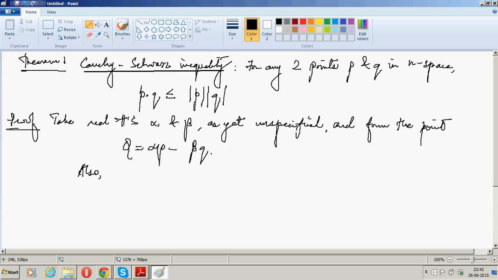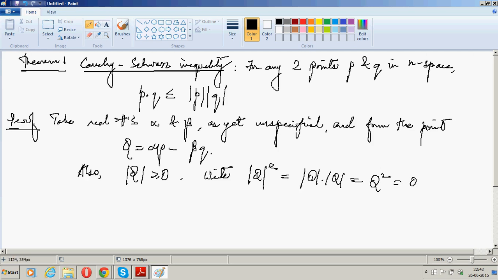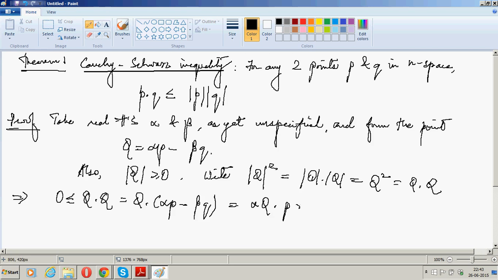Also, because of the property of the norm, mod of Q is greater than or equal to 0. Write mod of Q whole square equal to Q square equal to Q dot Q. So we have 0 is less than or equal to Q dot Q, equal to Q dot (alpha P minus beta Q), equal to alpha Q dot P minus beta Q dot Q, right? Yes, because of the distributivity of the dot product.